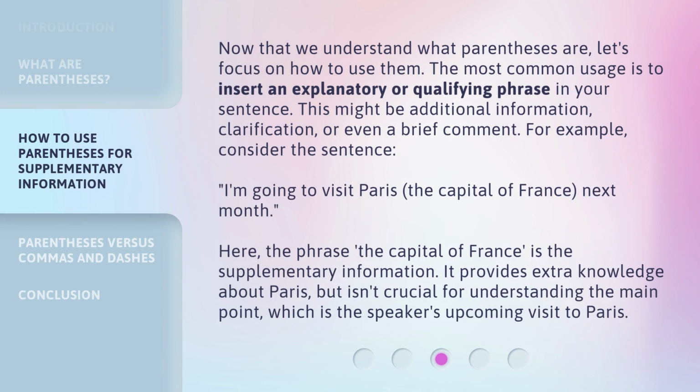Now that we understand what parentheses are, let's focus on how to use them. The most common usage is to insert an explanatory or qualifying phrase in your sentence. This might be additional information, clarification, or even a brief comment. For example, consider the sentence, "I'm going to visit Paris (the capital of France) next month." Here, the phrase "the capital of France" is the supplementary information. It provides extra knowledge about Paris, but isn't crucial for understanding the main point, which is the speaker's upcoming visit to Paris.